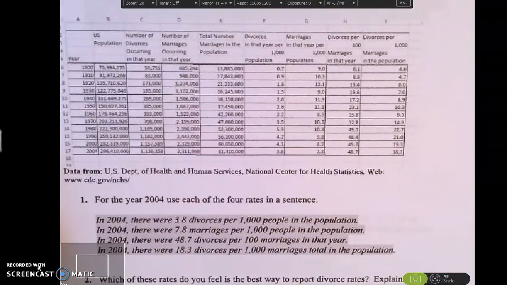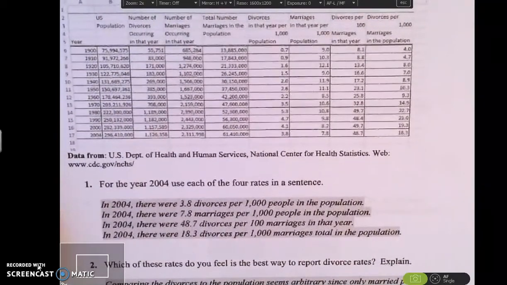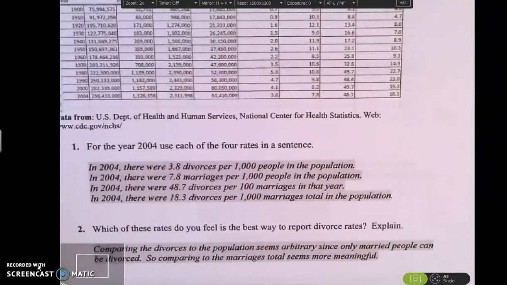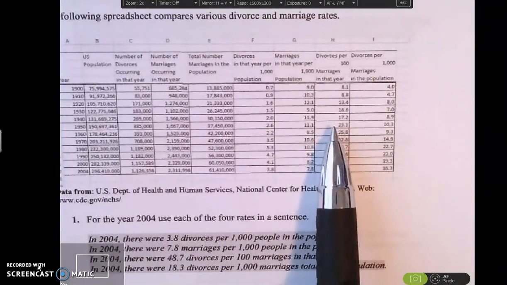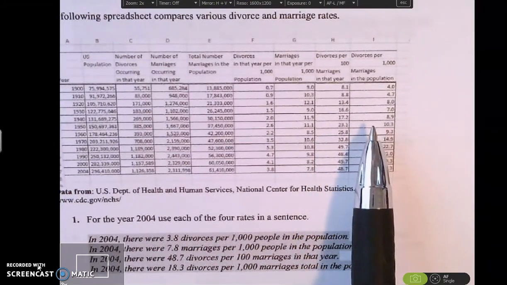So which one of these do you think best represents the divorce rates? We're looking at question number 2, and explain your answer. In my opinion, comparing the divorces to the population seems arbitrary, since only married people can actually get divorced. So you really need to compare divorces to marriages. So it makes more sense to compare one of these last two columns, either divorces per 100 marriages that year or divorces per 1,000 marriages in the population.